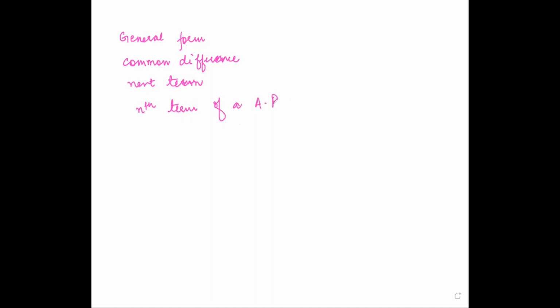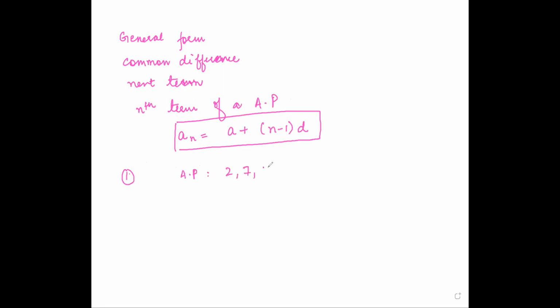I think I already gave you the formula. So an is equal to a plus n minus 1 into d, right? Yes, ma'am. Yeah, so this whole exercise is based on this formula. Now this type of questions will be asked here. For example, an AP is given: 2, 7, 12. It's actually an example of your book only. Now he is saying that find the 10th term.